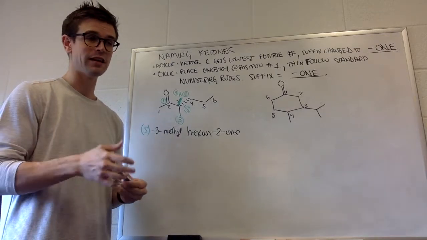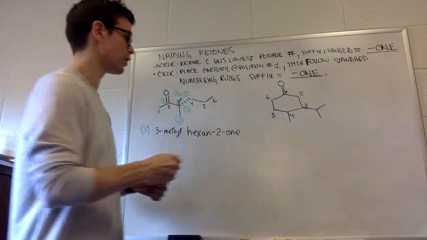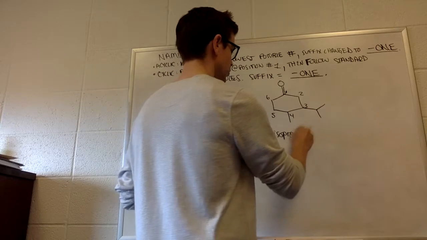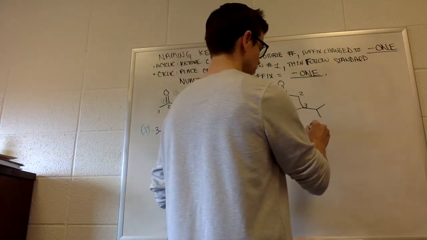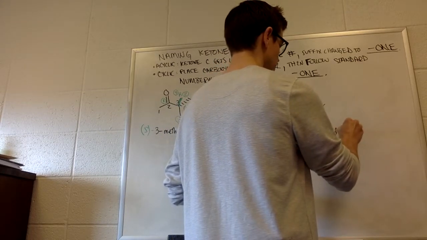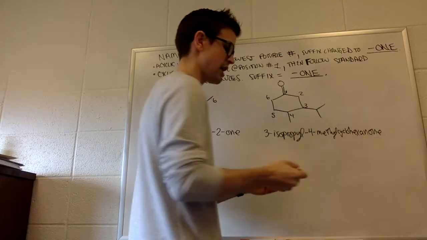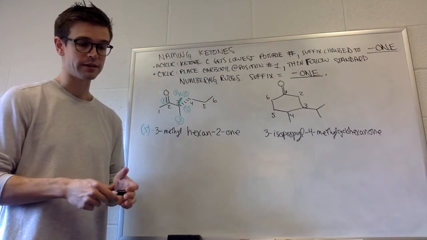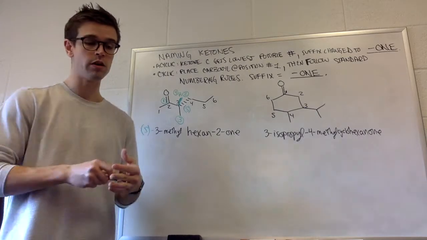The I does come into the alphabetization. So this is going to be 3-isopropyl, 4-methyl, cyclohex, and then we just change the N to one. Again, we don't have to say 1-one because it is assumed that it is going to be in position 1.